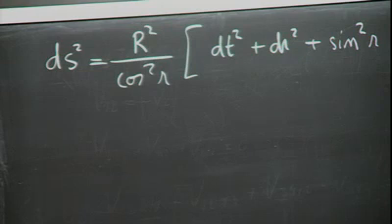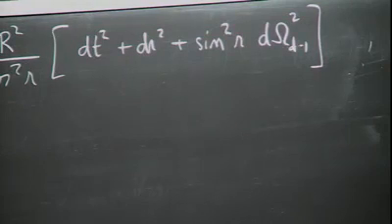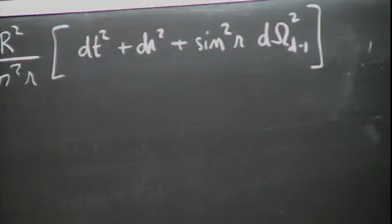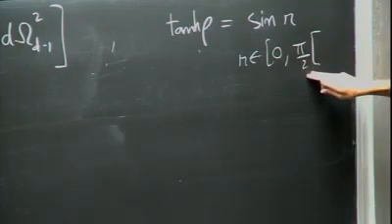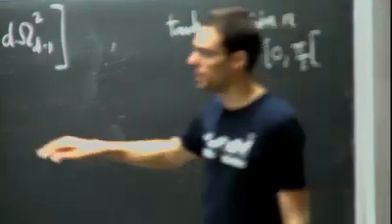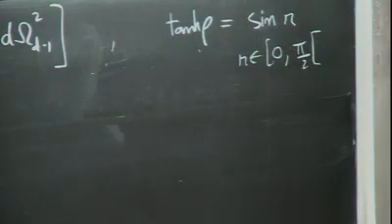So the only thing I did was change this radial coordinate rho to another radial coordinate r, such that now r is compact. Okay, so r lives from 0 to pi over 2. And when r approaches pi over 2, rho approaches infinity. So you cover all of AdS using these compact coordinates.